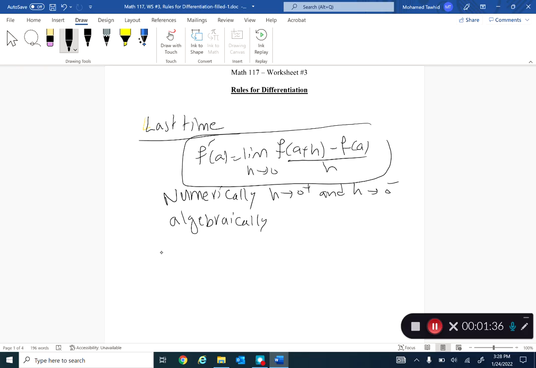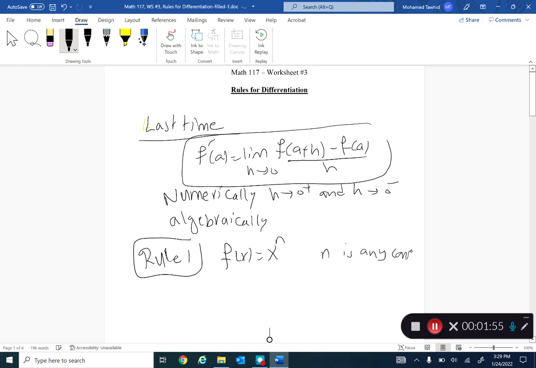Today I'm going to give you rule number one, one of the rules that we are going to use from now on. What is rule number one? If you have f of x equal x to the power n, what is your n? n here is just a constant, just a number. It could be real numbers: 0, 1, 2, 3, negative 1, negative 2. All of these are just numbers.